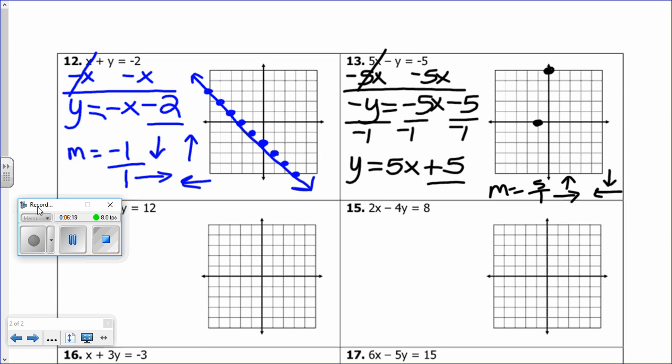And then we're going to do it again. Go down 5, left 1, place a point. And then we connect the points. And so now we have the graph of y equal to 5x plus 5.